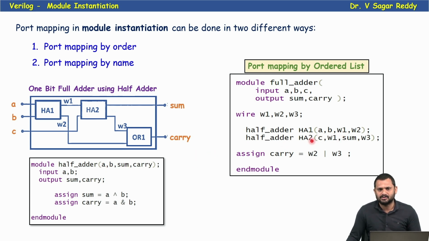Now w1 is the output, so sum is connected to w1 and carry is connected to w2. In the same way, we instantiate another half adder; the instance name is half adder 2. Now, what is the input for this half adder? One input is c.